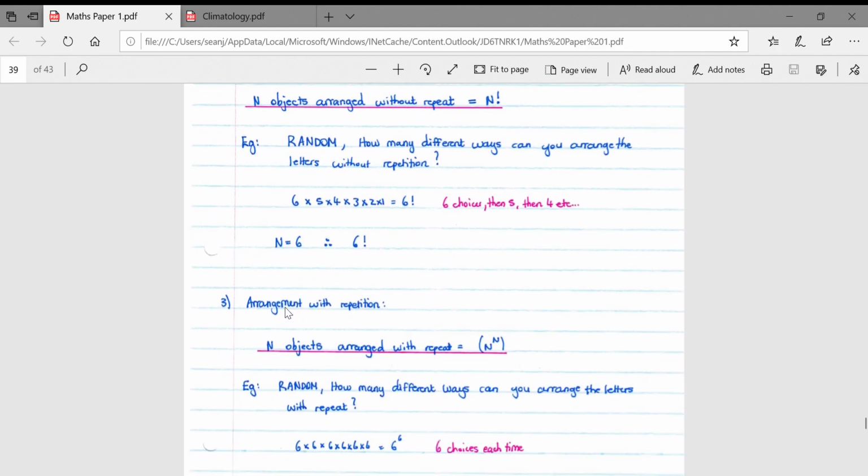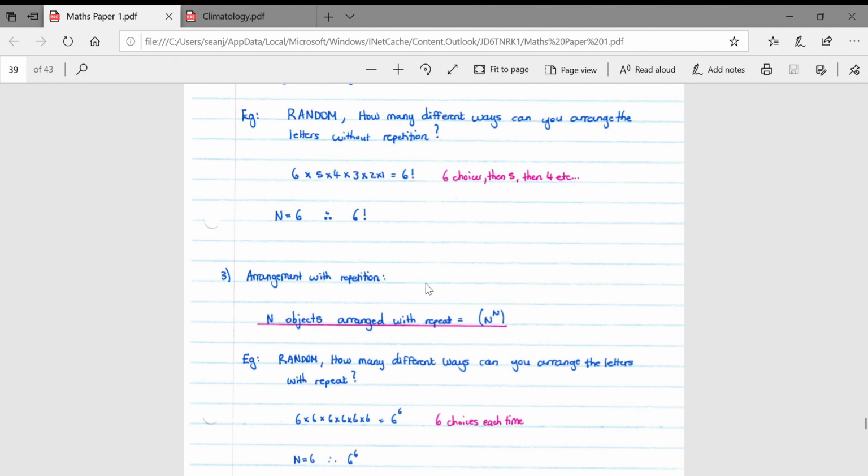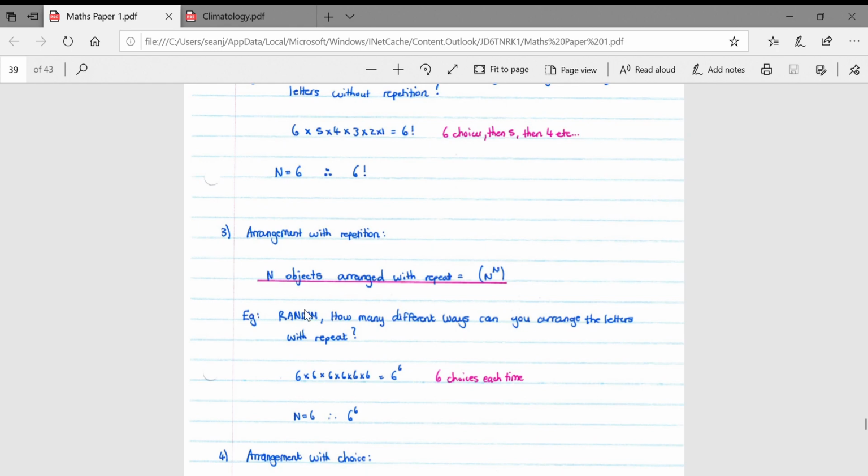Alright, then arrangements with repetition. This is a bit different in that it doesn't use factorials. If we look at the same example, the word random, how many different ways can you arrange the letters with repetition? All you're doing is saying that you can have multiple repeats of the letters. So therefore, no matter where you put the letters, you always have 6 choices. So this will be 6 times 6 times 6 times 6 times 6 times 6, which is simply put 6 to the power of 6.